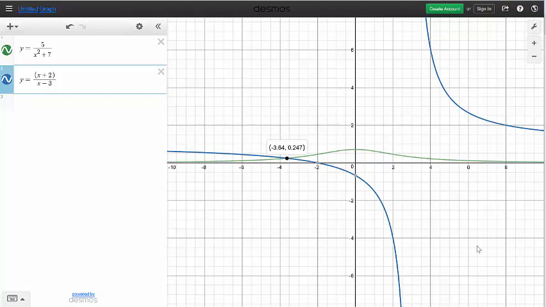You might ask the question, well, is this the only intersection that it has? And certainly you could change the window up a little bit and span this out with your fingers and look for other intersections. This actually is the only intersection that this has. If you take more math, you'll learn that these rational functions, some of them have vertical asymptotes and some of them have horizontal asymptotes.